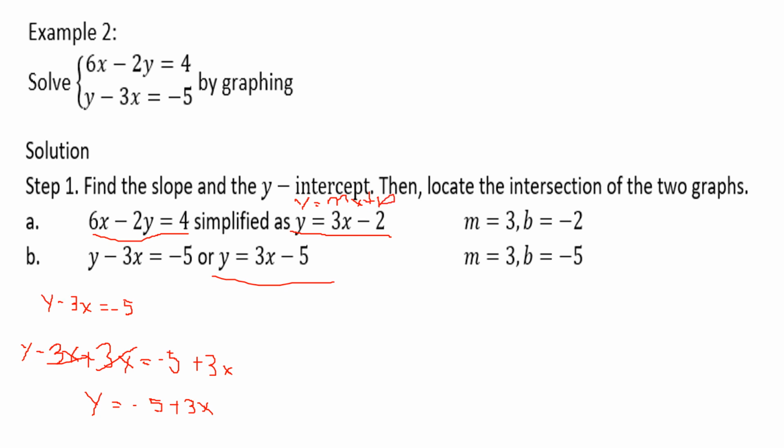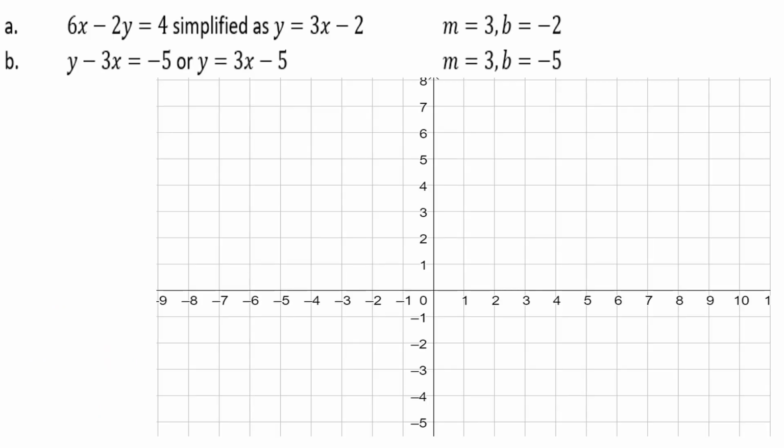Okay, so our slope here is 3, and then our y-intercept is negative 2. And then for here, our slope is 3, and our y-intercept is negative 5. Okay, let's graph this. So let's start with 0, negative 2.